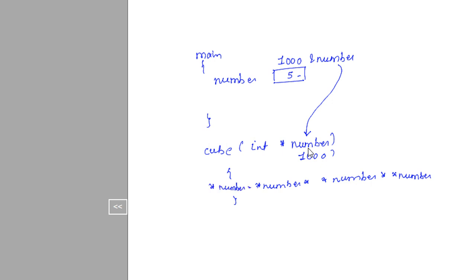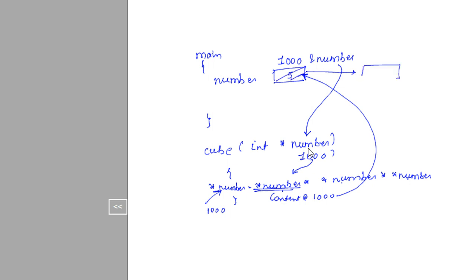Right? So what happens here, since it's a memory reference and I pass 1000, what I'm saying is the content at 1000, which was nothing but this particular memory address. So now what is happening is 5 into 5 into 5 is again stored at location number 1000. So over time, this memory location is overwritten with a value of 125, right?